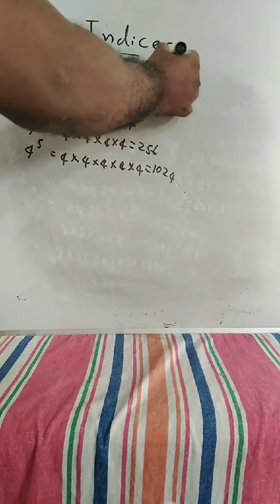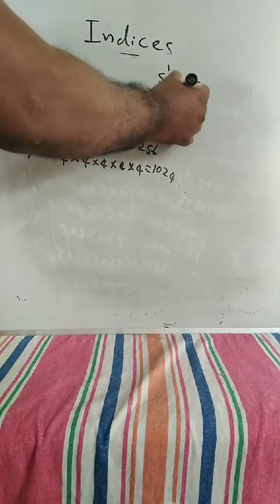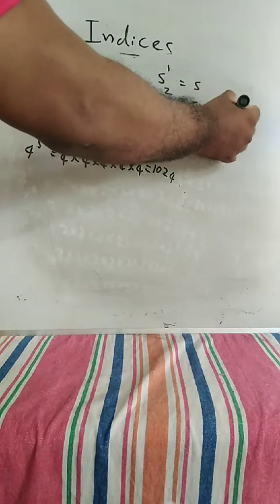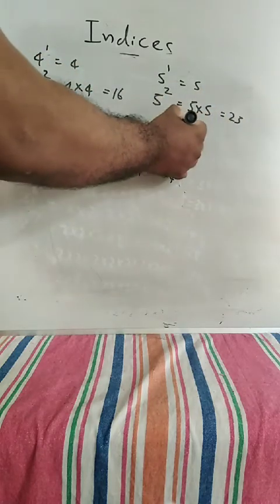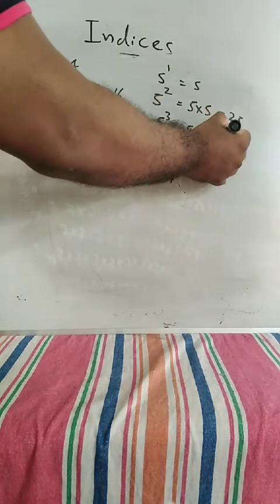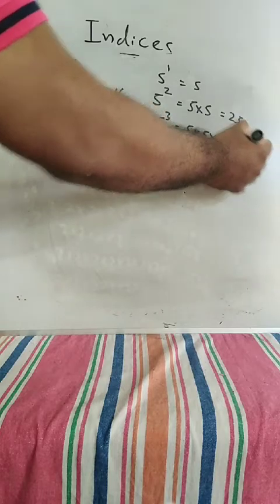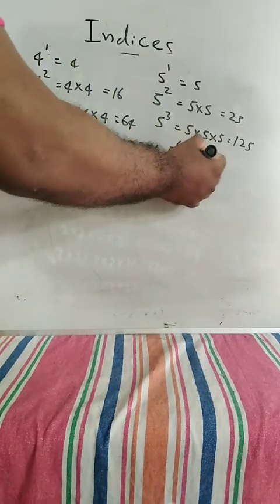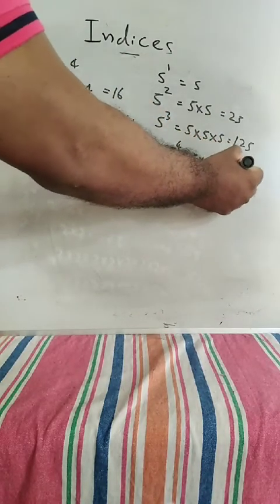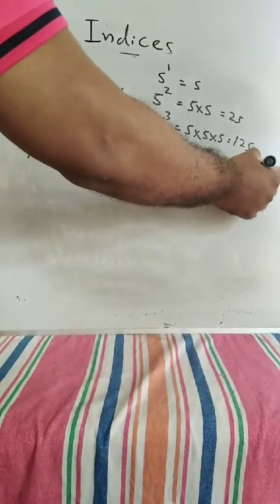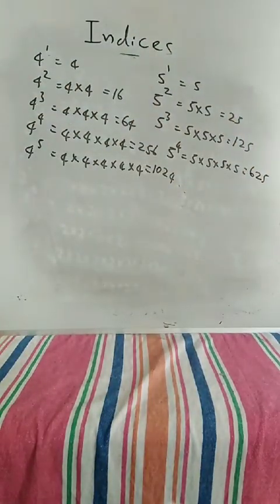Then 5 to the power 1, 5. 5 to the power 2, 5 into 5, 25. 5 to the power 3, 5 into 5 into 5. Then 25 into 5, 125. 5 to the power 4, 5 into 5 into 5 into 5. 125 into 5, 625. That's enough.